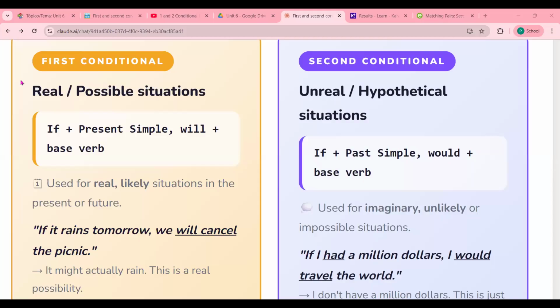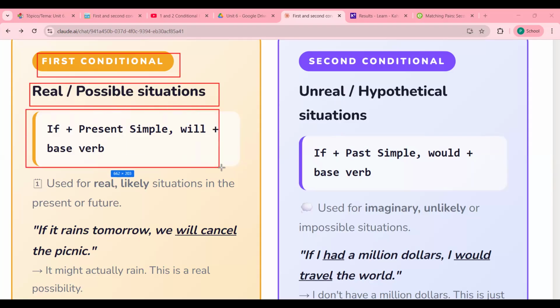The first conditional. Real and possible situations. Remember, real and possible situations. A structure. The order may differ. The order can be changed.